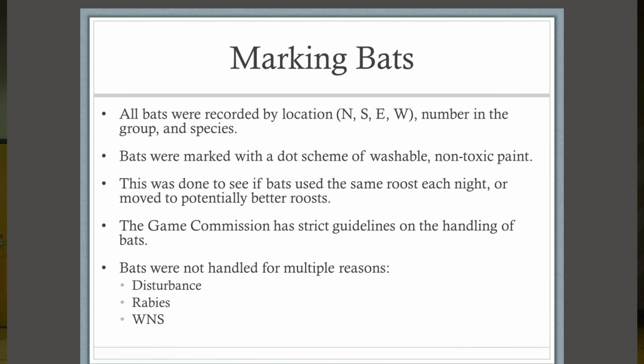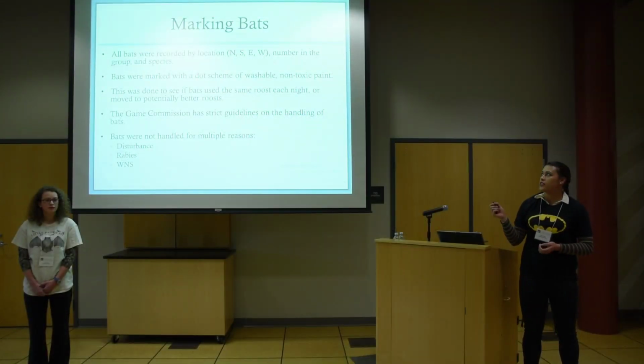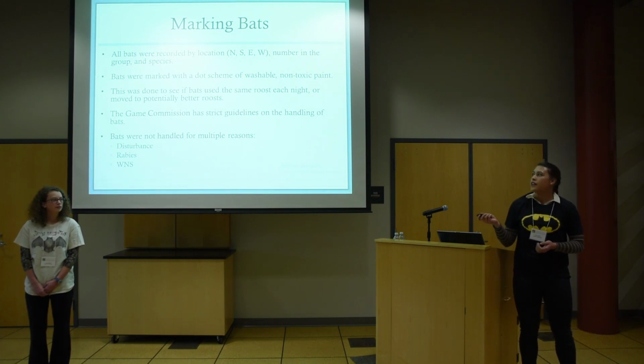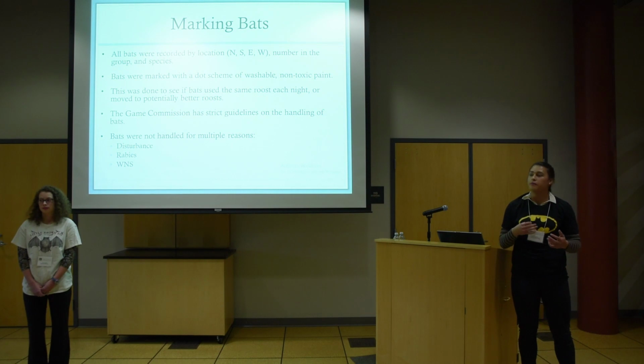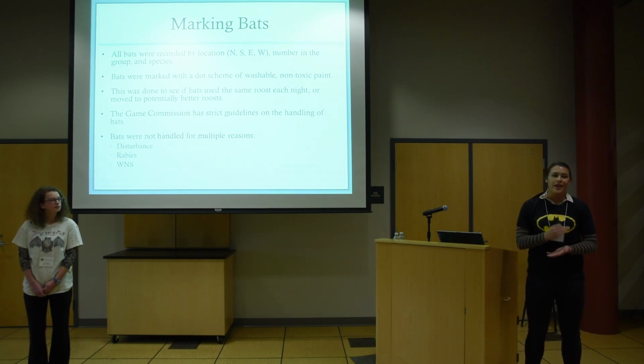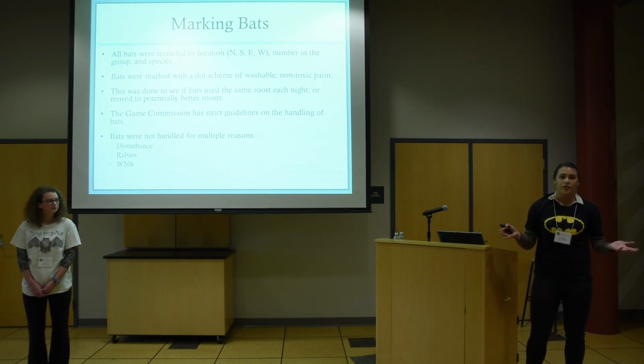When we find a bat, there's a couple things that we have to do. We have to record whether it's on the north, south, east, or west side of the building, the number of bats, and the species. If we can reach them with a ladder, we'll mark them with non-toxic washable paint, and that's to see if they use the same roost site, or if they go somewhere else, or if new bats come in. And the problem with the paint is that it does wash off in the rain.